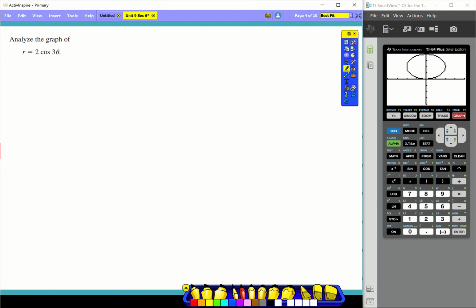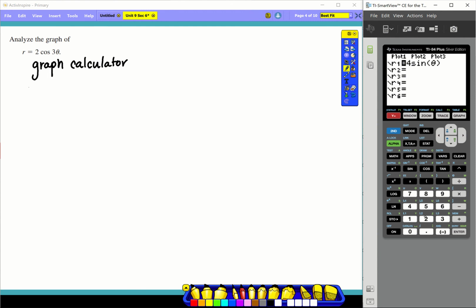So one thing I can do is graph it on a calculator, which is all fine and dandy, but I also would like to see you replace things here. So I'm going to put that into the calculator to see what we get. 2 cosine 3 theta graph. Whoa, it's an interesting one. So let's have a look at this.